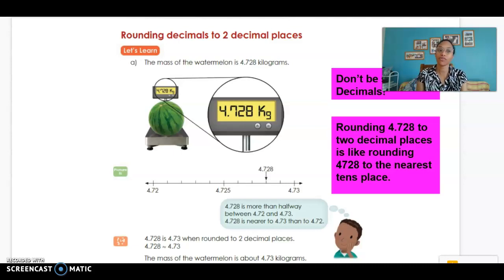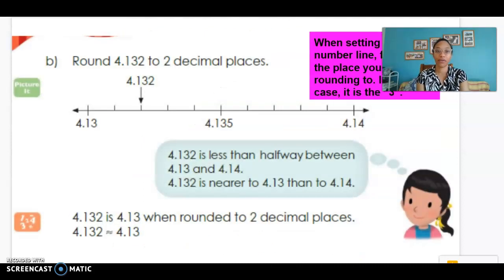But when a 0 falls at the end of a decimal, it doesn't have value anymore, so we can just wipe it away. Let's try another example. We're going to round 4.132 to 2 decimal places.